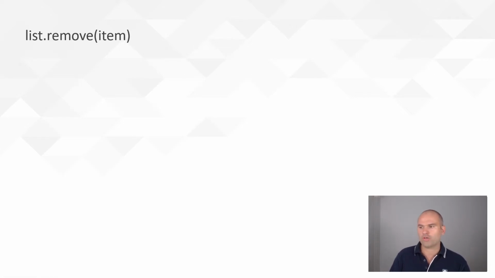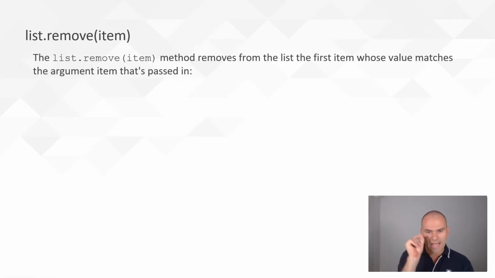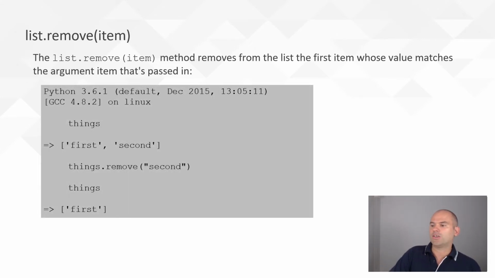Next, list.remove. If you can get the item name correct, nothing to do with index, precisely the item, you can remove that item using list.remove.